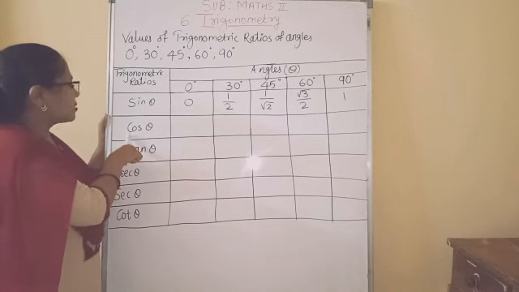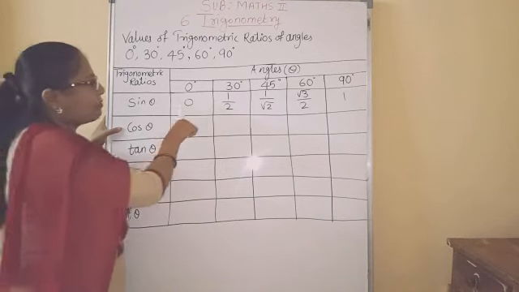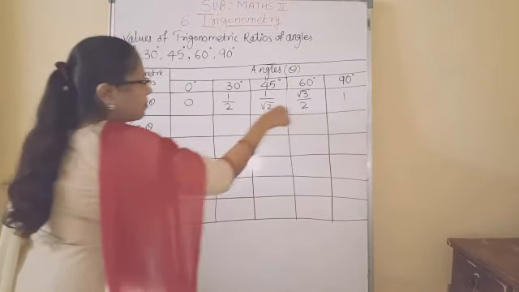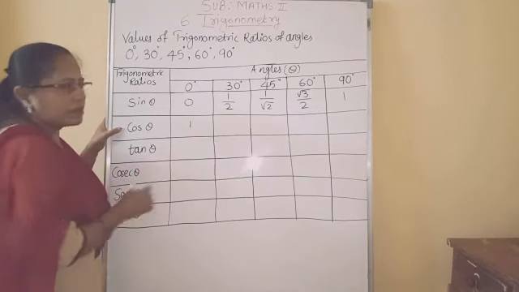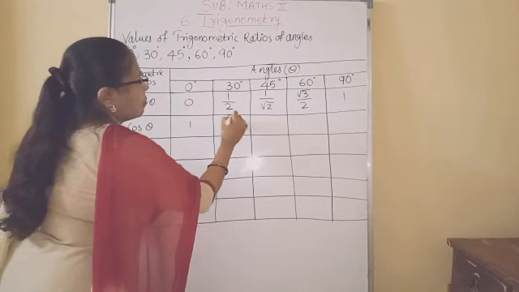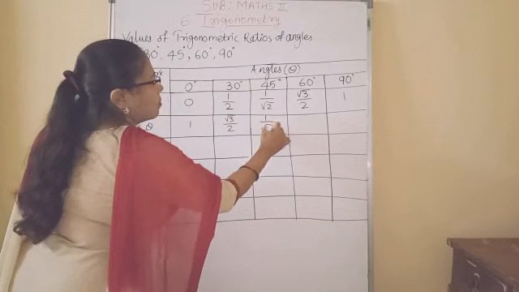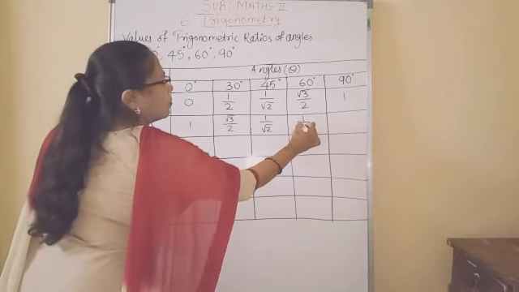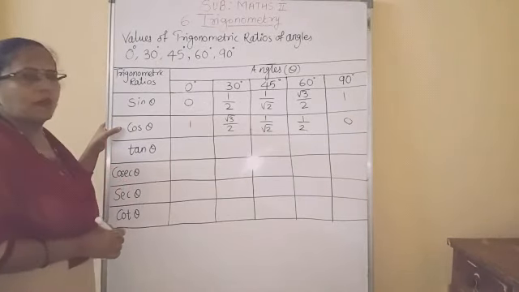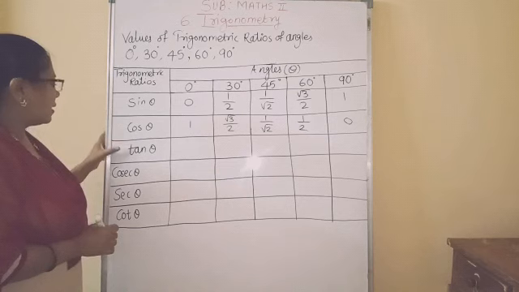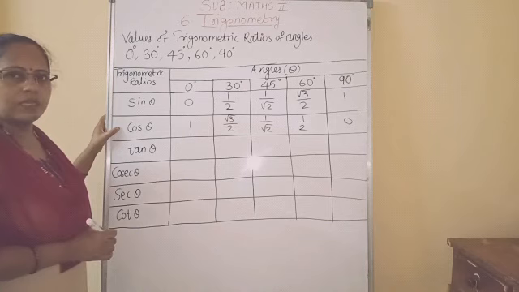Now next is cos theta. To write the values of cos theta, this first line you just have to write in reverse order. So the last value you will write first: 1. Then next is root 3 upon 2. Next is 1 upon root 2. Next 1 upon 2. Next is 0. Followed?